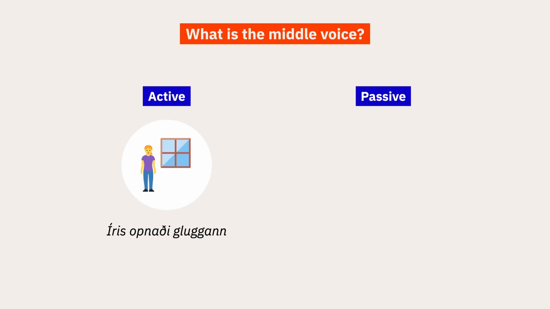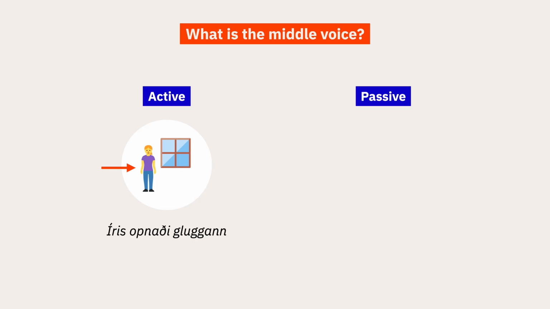It's not always actually the case that the active voice is clearer. It depends on exactly what we're trying to say. But this is a very straightforward example of Iris opnaði gluggann. The active voice often has a focus on the person doing the action. So Iris, the subject, she comes at the start of the sentence. In Icelandic, we have subject, verb, object word order, just like in English. And that means that the focus is really on Iris.